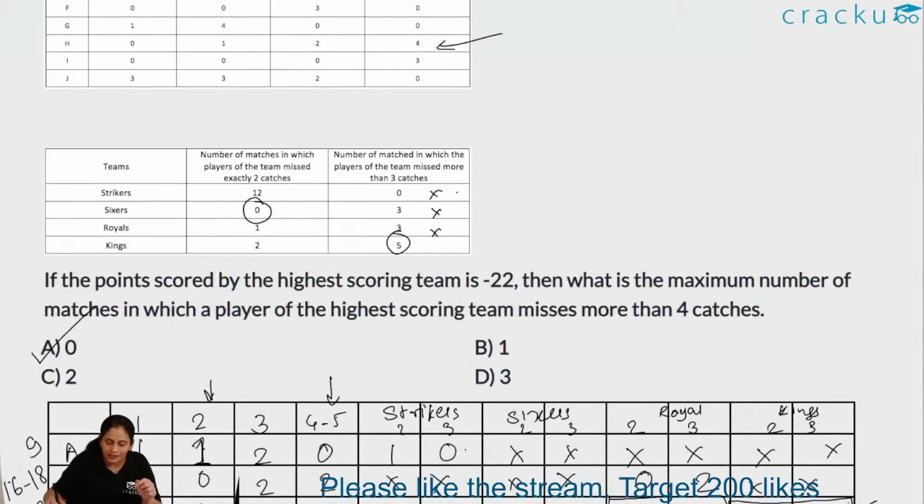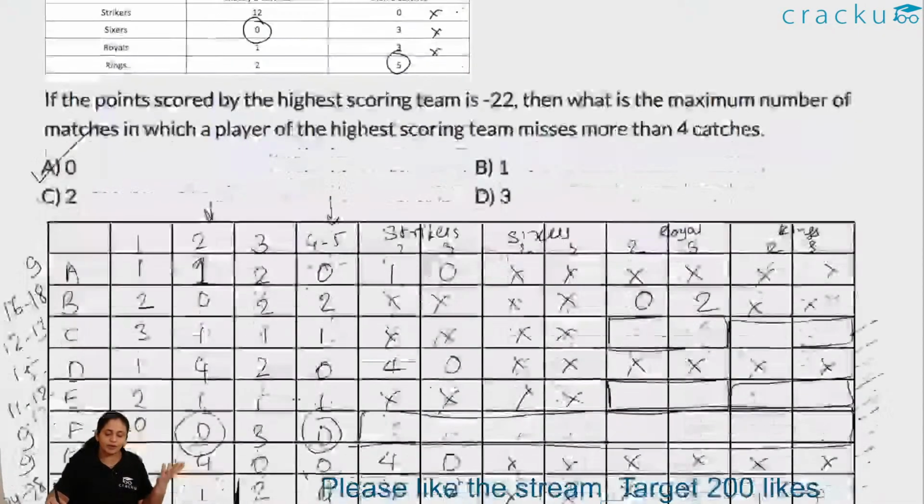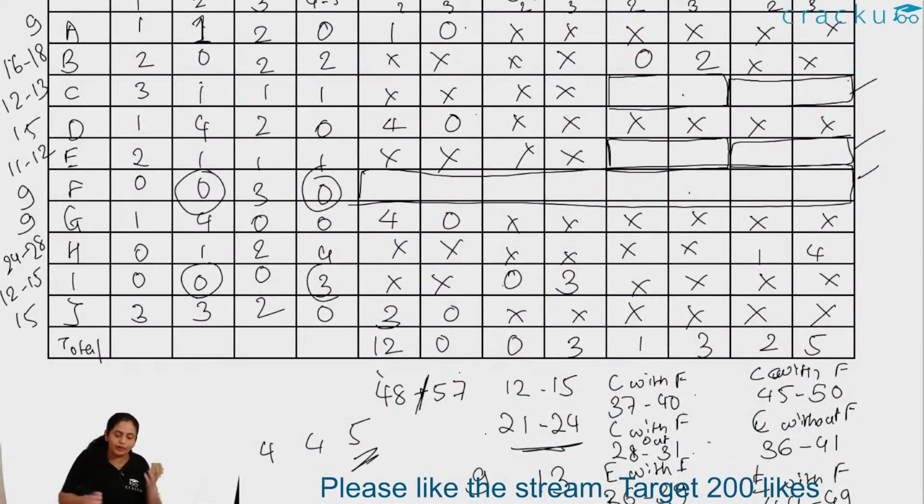So for this particular guy, what is the max number of matches in which a player of the highest scoring team misses more than 4 catches? That is, what is the max number of times that you get 5 catches? The max number of times would actually be 1. There is only one 5 catch as such. Everybody else, like the F guy, does not have any match with even more than 3 catches. So it has to come from I.